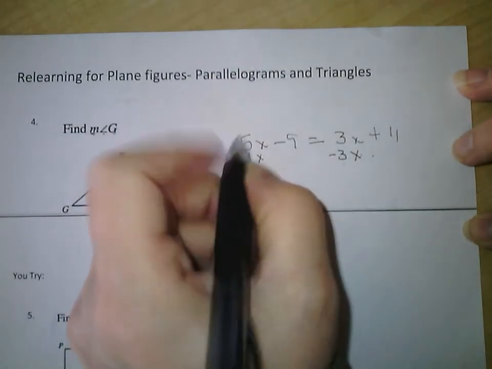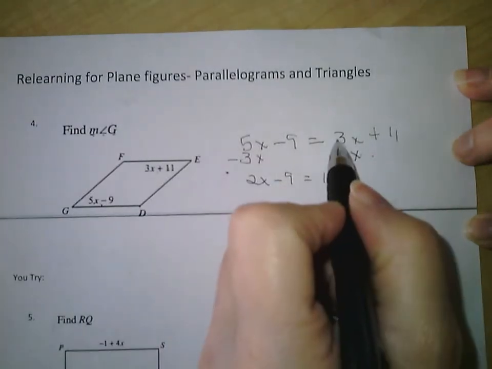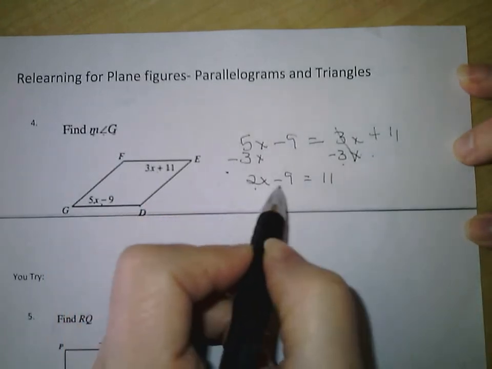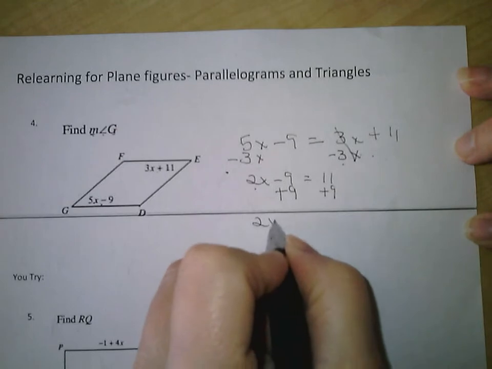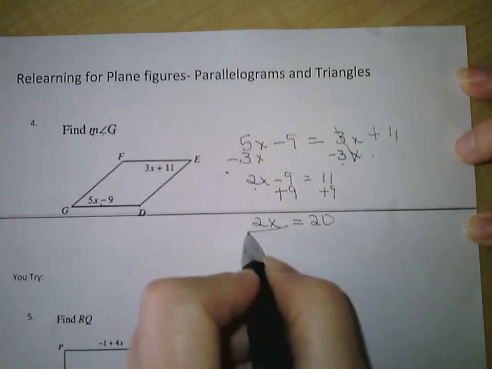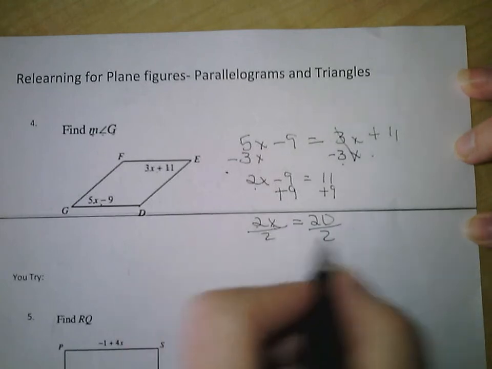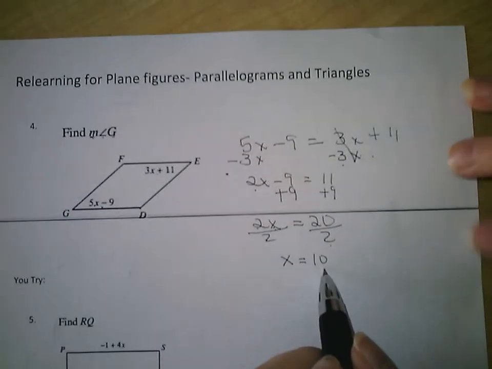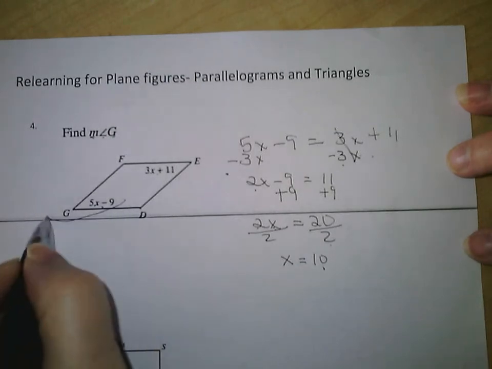Subtract 3x from both sides. So we're given 2x minus 9 equals 11. This 3x plus a negative 3x is 0. 5x minus 3x equals 2x. So we're going to add 9 to both sides. And that gives us 2x equals 20. Divide both sides by 2, in case you didn't see that 2 times whatever x is equals 20. Well, we can see that that's 10, but if you don't see it, you divide both sides by 2. x equals 10.